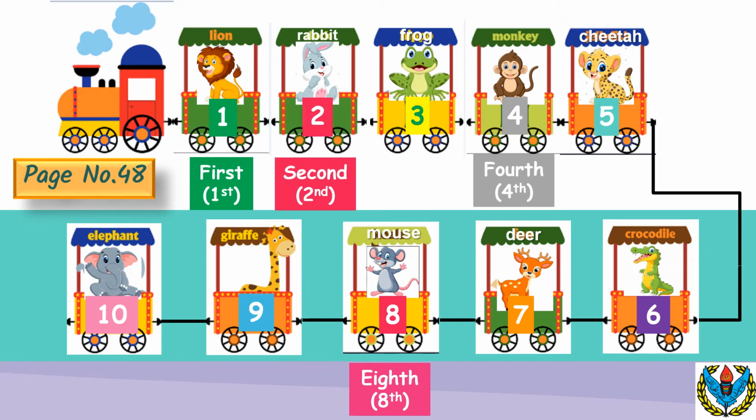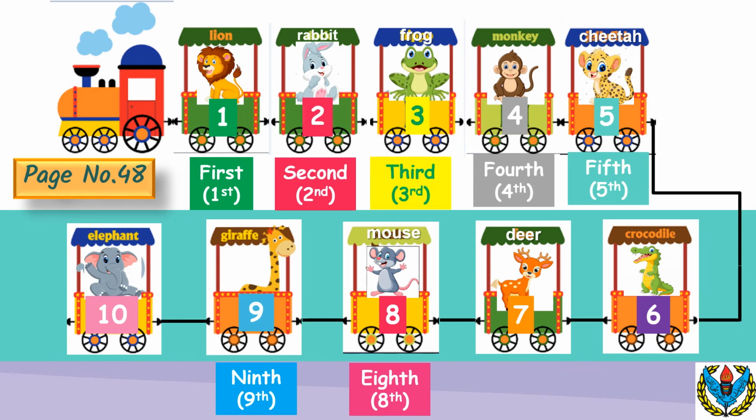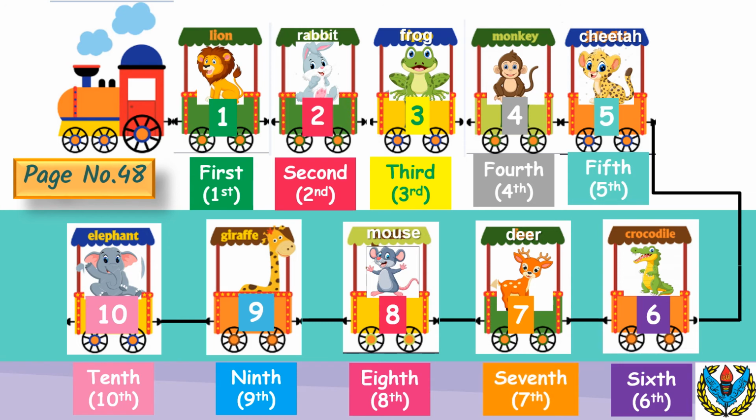Where is Mr. Cheetah? On the fifth position. Where is the long-necked giraffe? Position 9. Now tell me, where is Mr. Frog? On the third position. Very good. Now tell me, where is Mr. Crocodile? On the sixth position. Where is the elephant? On the 10th position. And where is our cute deer? On the seventh position. Very good.